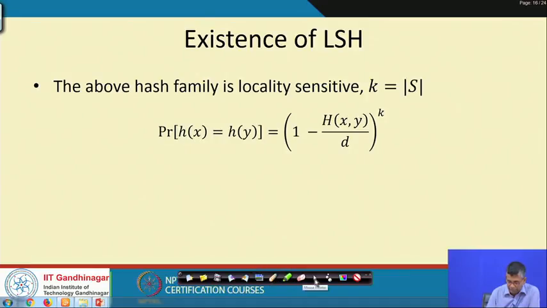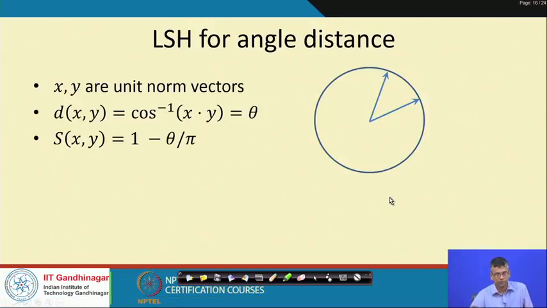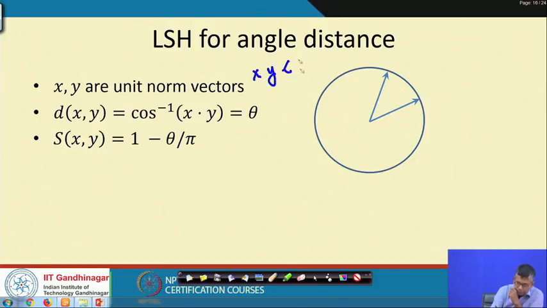So we see that at least for a very simple distance or similarity function, we do have a notion of locality sensitive hashing. Let us go to more complicated functions. Okay. So here is one that we have just mentioned. Supposing x and y are unit norm vectors, which means that they lie on the surface of the unit ball, so they lie in R^D. So x and y belong to R^D.